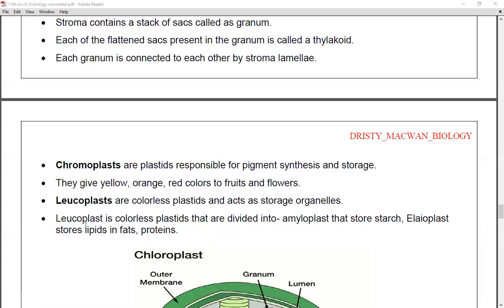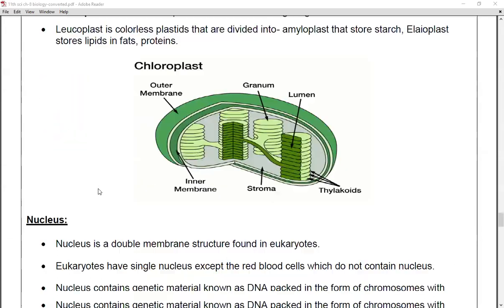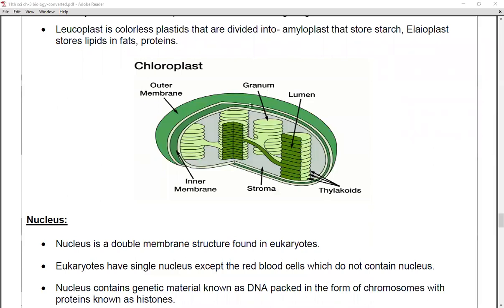So leucoplast is going to store three things, right? I have said that it is a colorless plastid, and also it acts as a storage organelle. That means it is going to store something. It is going to store three things. First is the starch, second is the lipids, and the third is the proteins. So all the different types of biomolecules are stored inside the leucoplast, right? So this is about the three types of plastids. First is the chloroplast, second is the chromoplast, and the third one is the leucoplast, right? So here we complete the plastids.